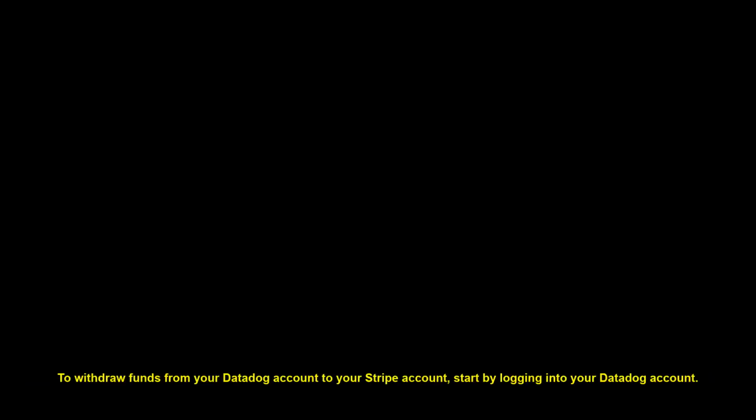To withdraw funds from your Datadog account to your Stripe account, start by logging into your Datadog account. Navigate to the dashboard once you are logged in. Look for the billing or payments section in the menu. Click on the option related to withdrawals or fund transfers.